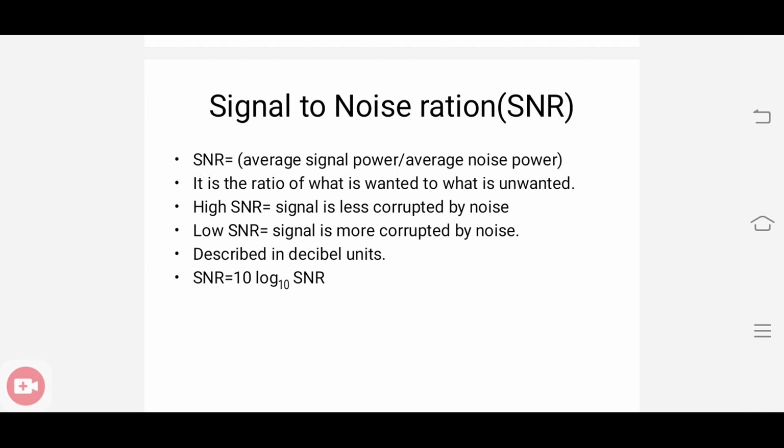So SNR dB is equal to 10 log base 10 SNR. SNR is average signal power by average noise power. Then how is it expressed in decibel? The left hand side of the equation is SNR dB, that is in decibel units. That is equal to 10 log base 10 SNR. Clear? So it is signal to noise ratio, not ration. It's a mistake, so clear it. SNR is average signal power by average noise power, the ratio between the wanted signal and the unwanted signal. So SNR dB is equal to 10 log base 10 SNR.